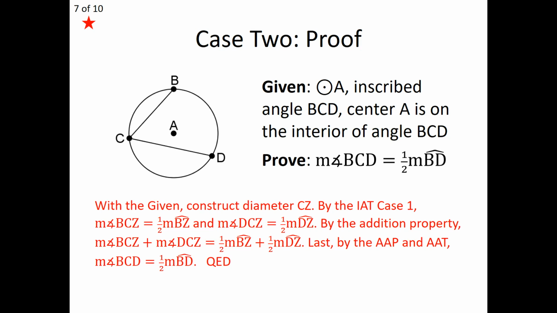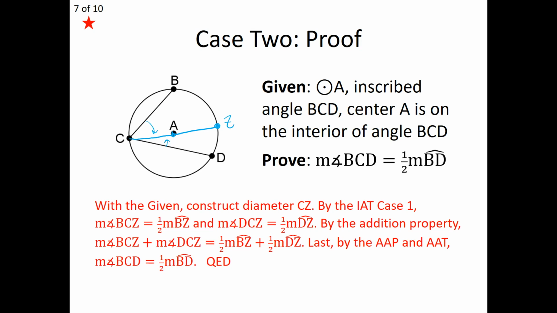Once we've got our given all set up, we're going to construct a diameter through points C and A. So that is a diameter passing through a center. And we'll call that opposite point intersecting the circle point Z. Now take a look at what happens. We have produced 2 angles, BCZ and DCZ, that are inscribed angles that have a side as a diameter. Because of that, we can use inscribed angle case 1.